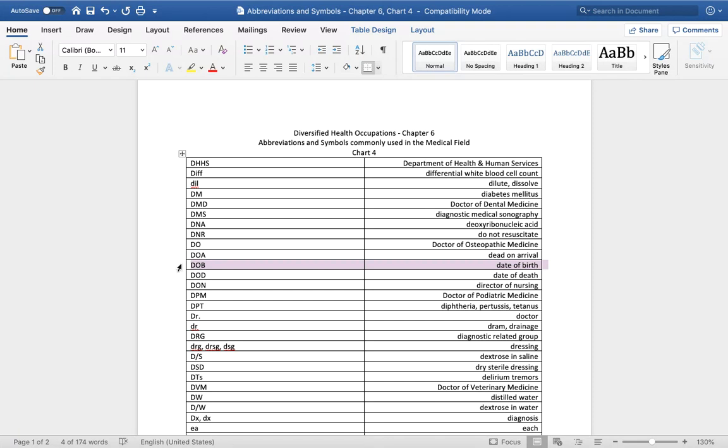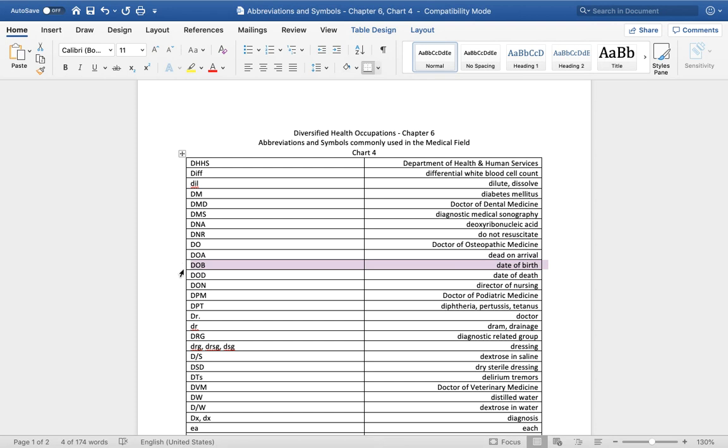DOB, this is a date of birth. This is when you're born, right? So this is important to go on birth certificates. If you have a death certificate, you will also have a date of birth on their death certificate. Okay, so date of birth is what we go by to tell how old somebody is.